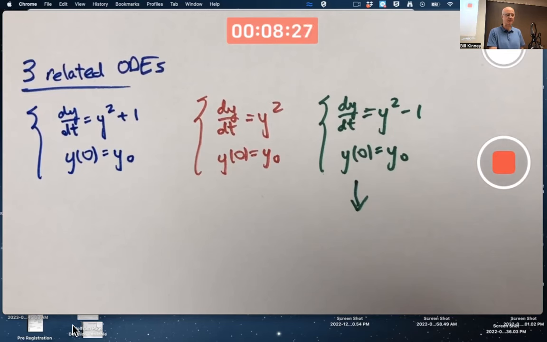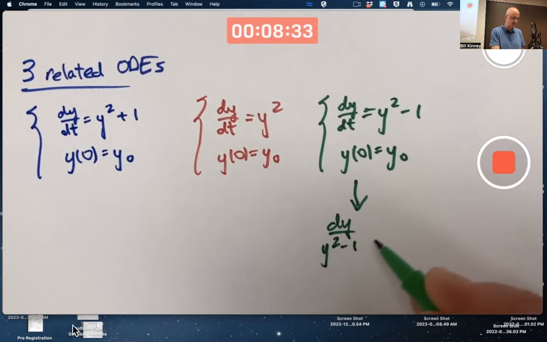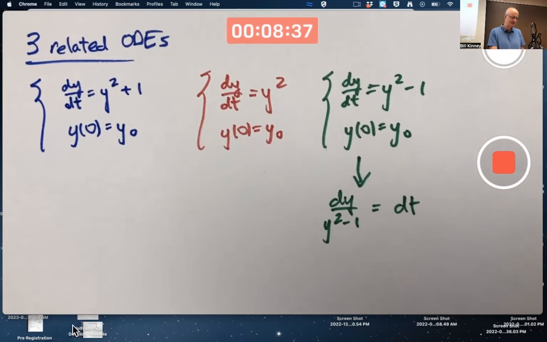In each case, we're going to separate variables. If we separate variables for the differential equation, we get dy over y squared minus 1 equals dt. We want to integrate both sides, but to integrate the left side, you want to use partial fractions. Y squared minus 1 can be factored as y minus 1 times y plus 1.